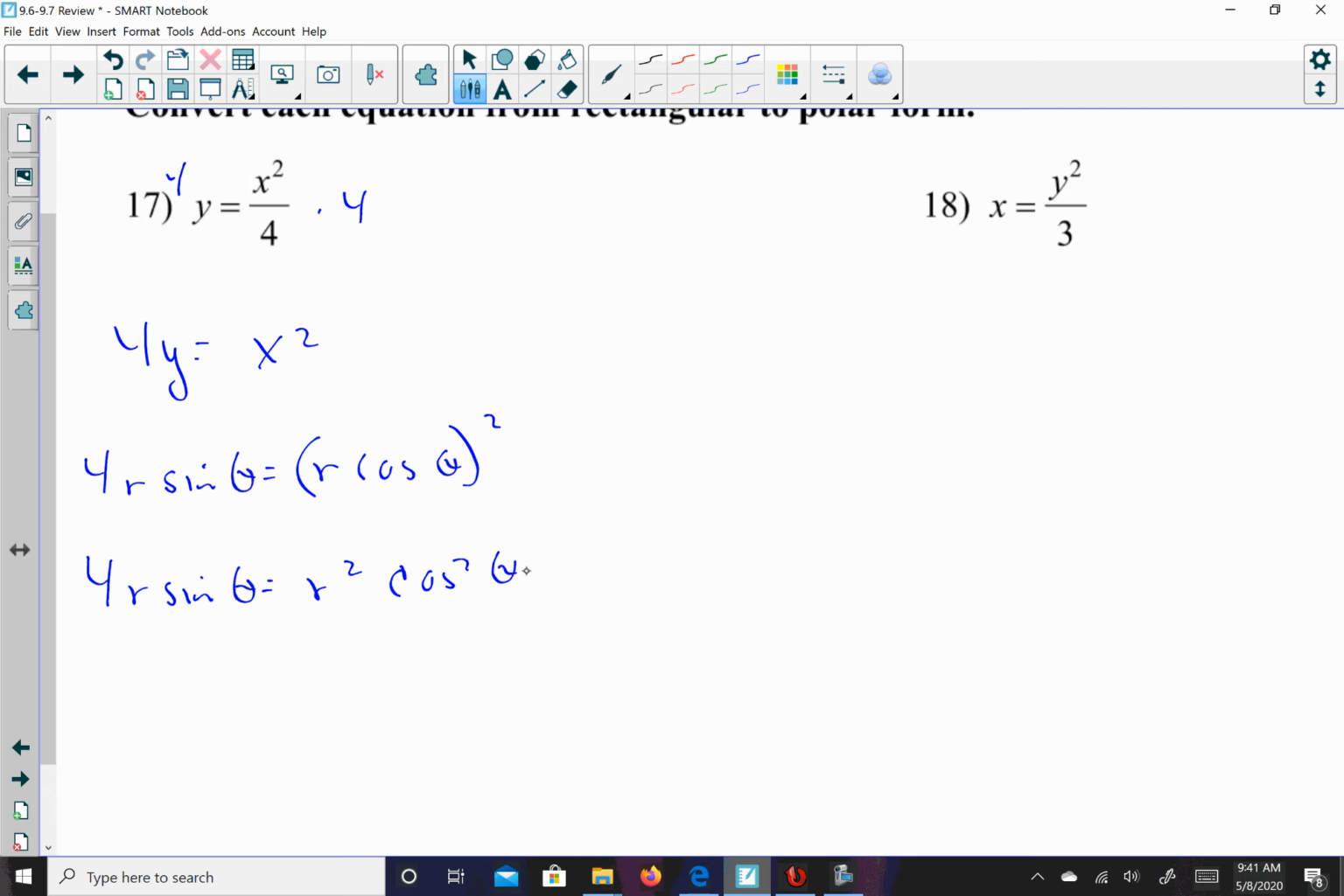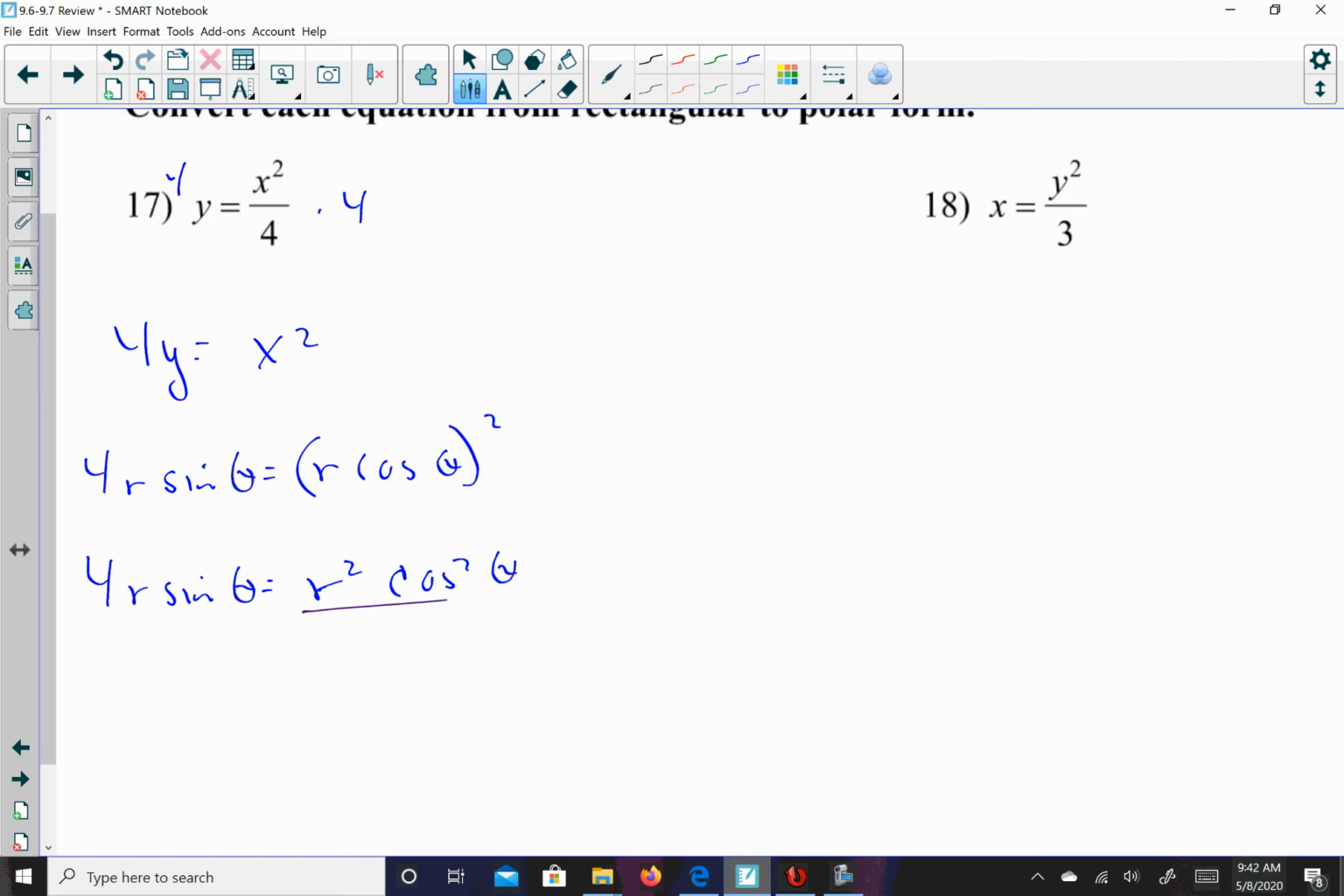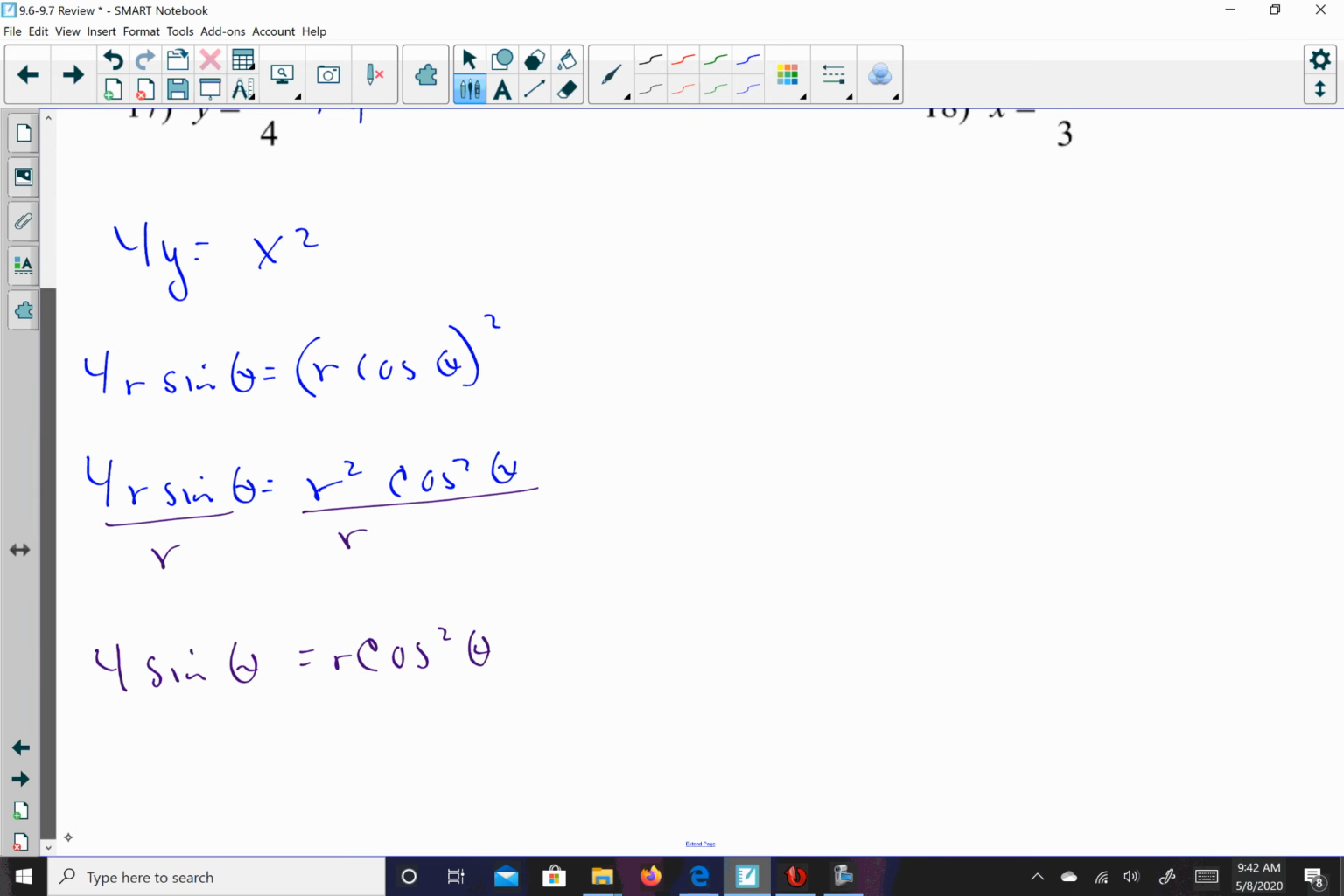They're both squared. So when I do a polar equation, I want r on one side. I see that I have r on both sides. So what I'm going to do is divide both sides by r. And when I do that, I'll have 4 sine theta is equal to r cosine squared theta. Solving for r, I'm going to divide both sides by cosine squared.